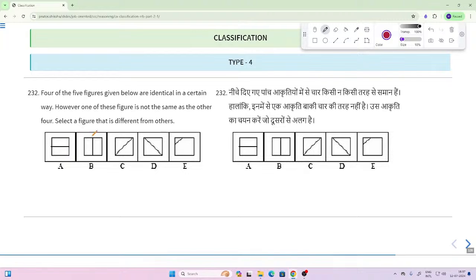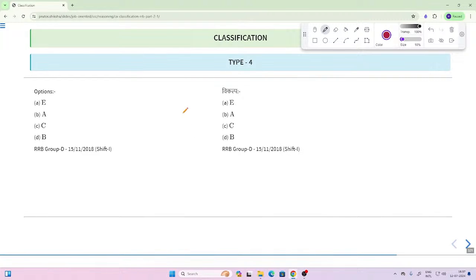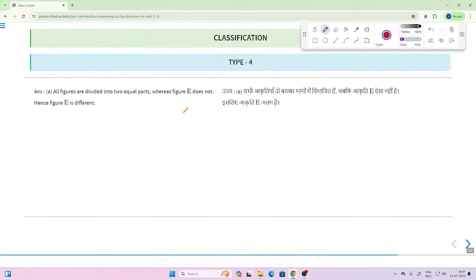It is clear that in A, B, C, D, all of them, the line drawn divides the figure in half, while in E, it does not do so. Only a very small portion of the figure is on one side, and one very large portion on the other. Hence figure E is the odd one out. All figures are divided into 2 equal parts, while figure E does not. Hence figure E is different.